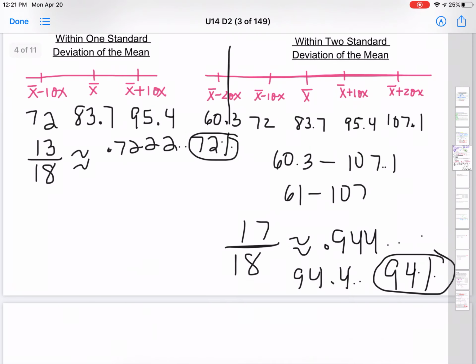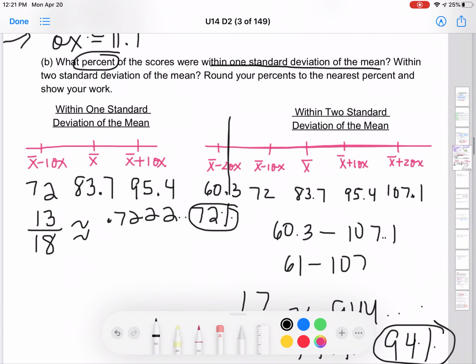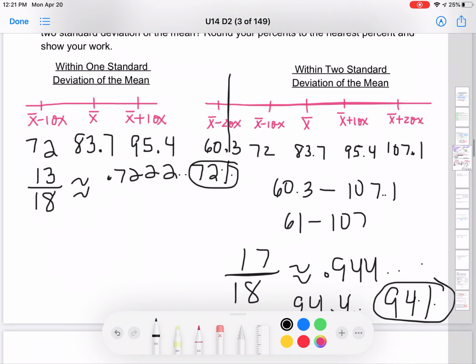Okay, so when we went 1 deviation from the mean, you do get a big chunk of the data, right? So we got 72%. When you go 2 deviations from the mean, 94%. So you're getting almost all the data.